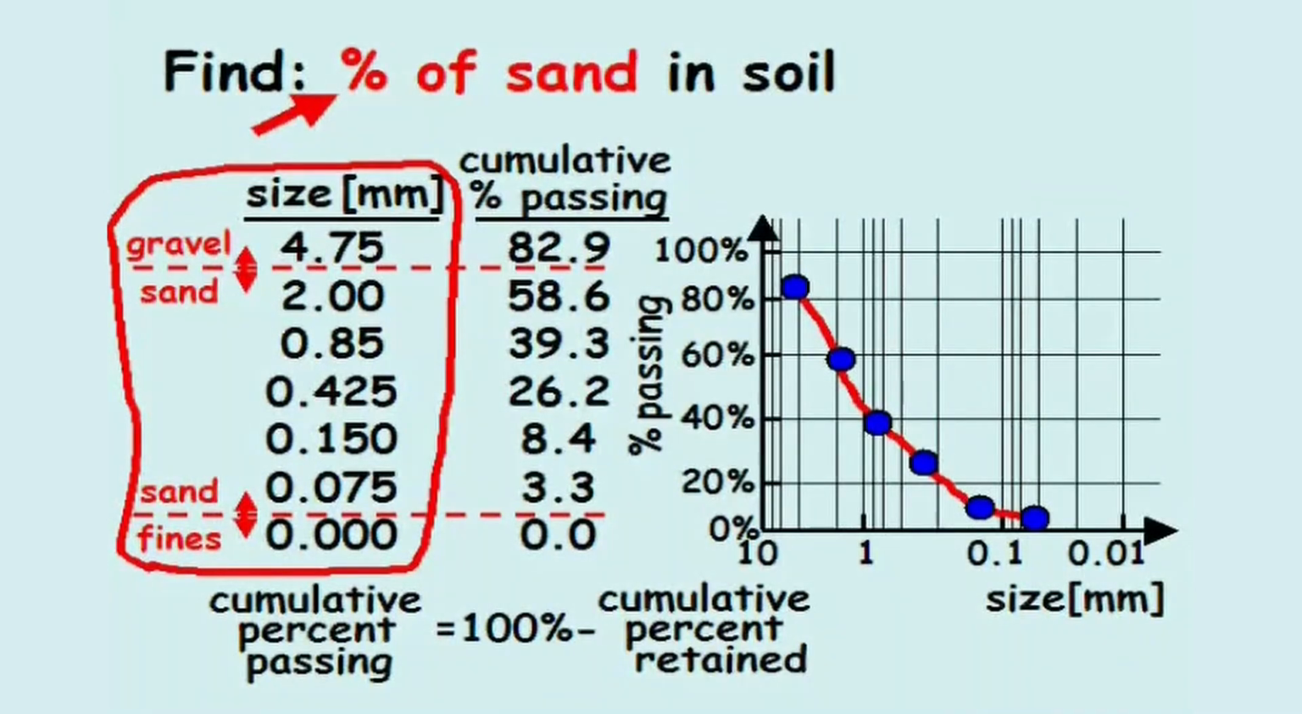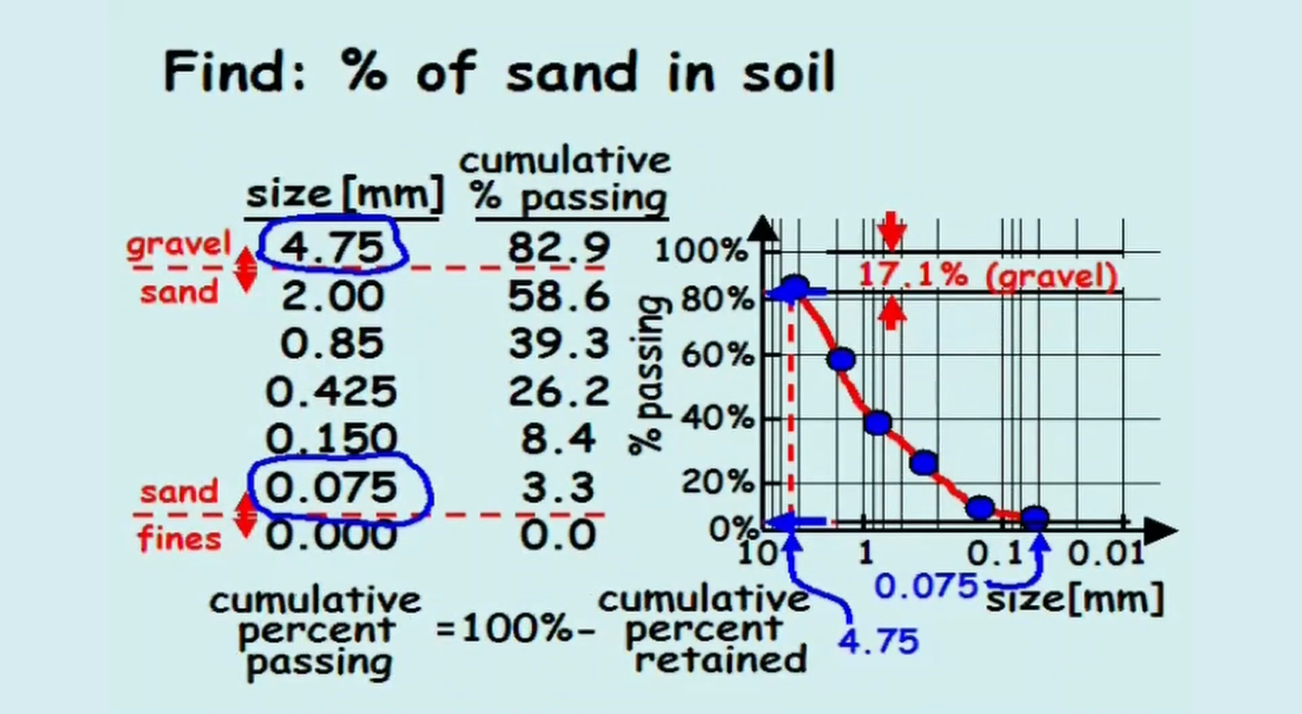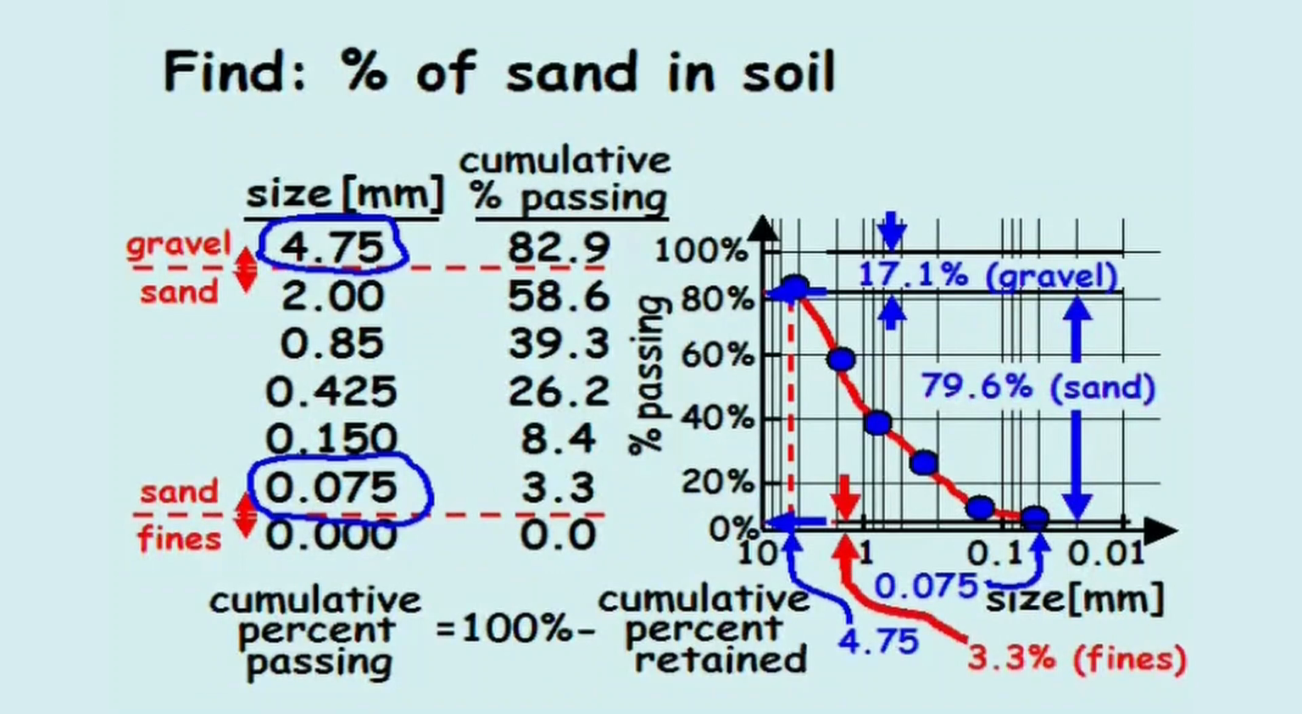The original question asks us to find the percent of sand in the soil. So, we divide the plot into the three identified soil types by identifying the boundary between the gravel and sand at 4.75 millimeters and the boundary between the fines and sands at 0.075 millimeters. Sketching up to the line and then over to the cumulative percent passing axis, we identify the gravel is 17.1% of the entire sample, the sand is 79.6% of the entire sample, and the fines is 3.3% of the entire sample.